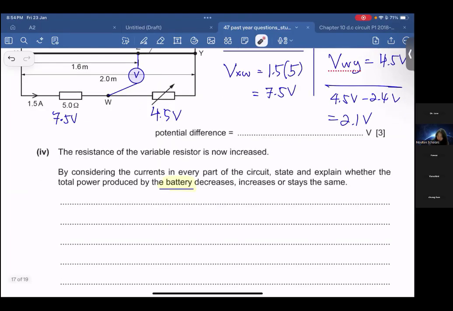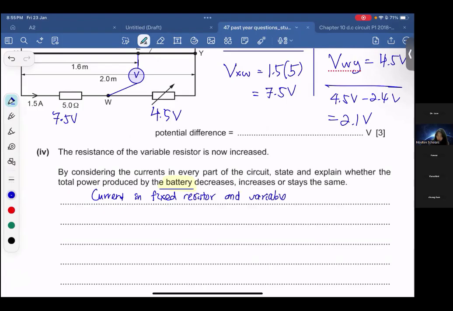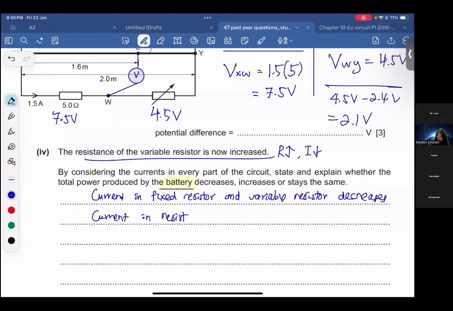Okay, we talk about the current in the resistor first. Current in the fixed resistor and variable resistor decreases. Okay, because resistance increases, then current will decrease. Okay, then the current in the resistance wire is unchanged. Why?